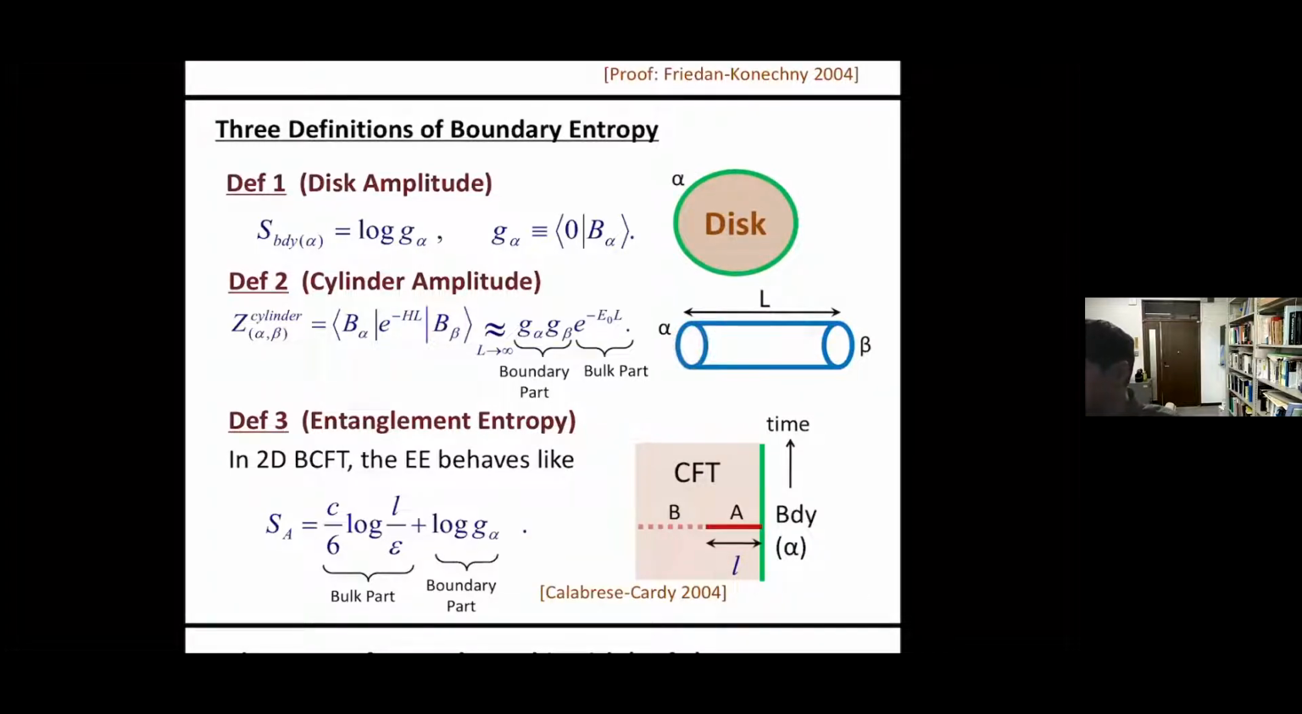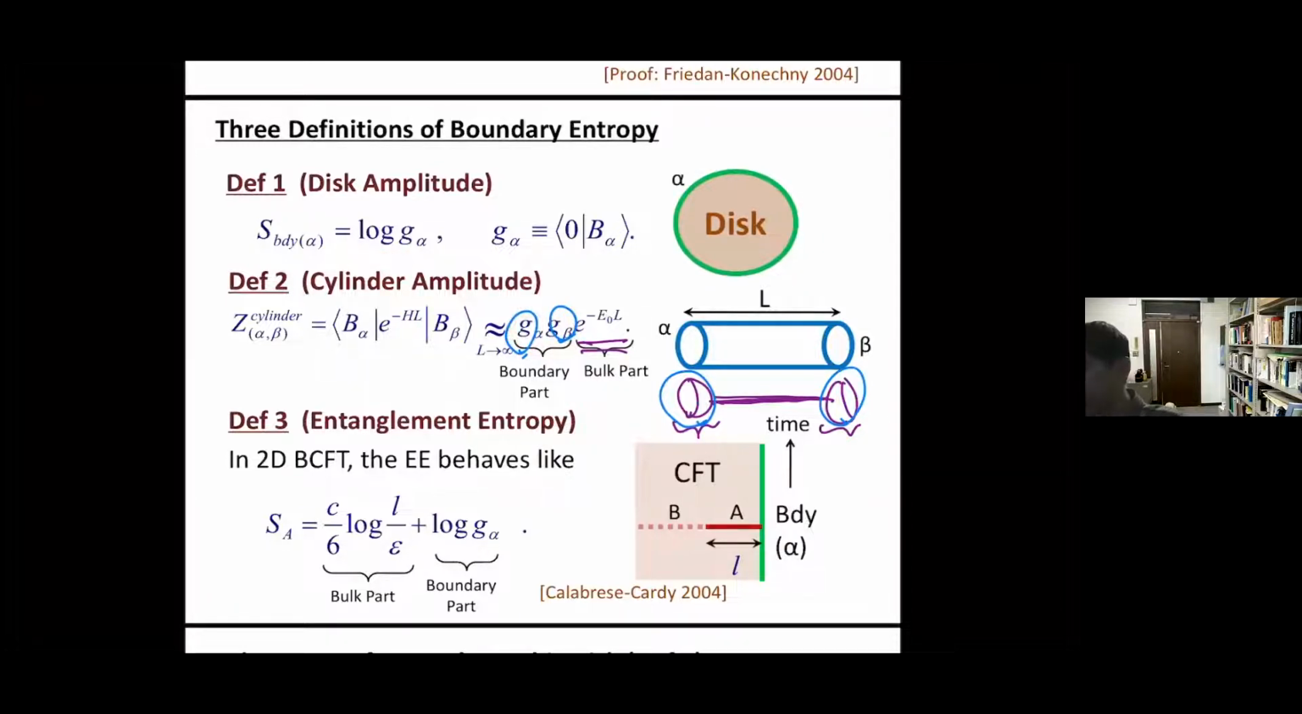So we can regard this as a kind of diagram of disk amplitude to disk amplitude, with just ground state propagation in between. This first disk amplitude is this one, and the second disk amplitude is the second one. That way we can understand the relation between the disk amplitude and the cylinder amplitude. It's like the square of the disk amplitude appears in the cylinder amplitude. By using this, you can extract each of g alpha and g beta, and this is another definition of boundary entropy. Taking the log of this, you get the boundary entropy.